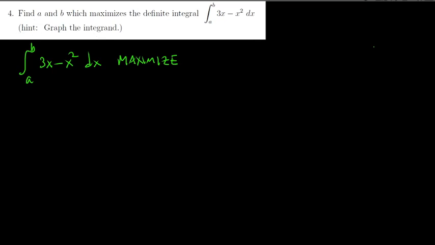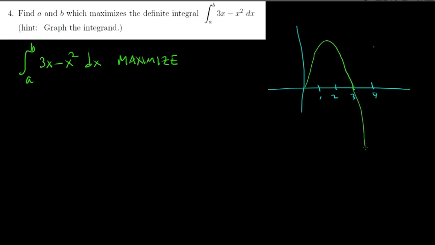Instead, they give us a hint. The hint is to graph the integrand. I think we can handle that. This is 3x minus x squared, so 1, 2, 3, 4. This is just a parabola that keeps going this way. A little sloppy, but good enough.